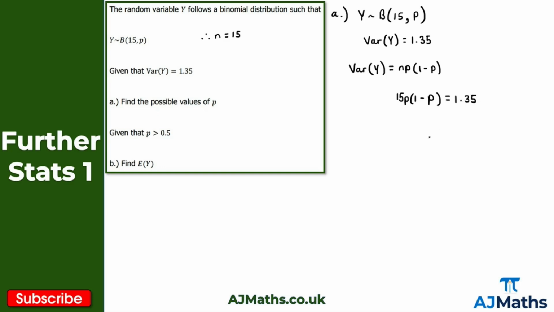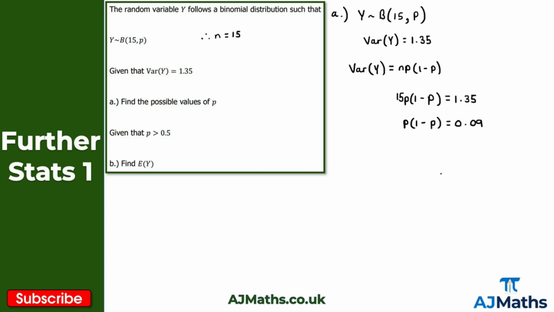Like so. So what we can hopefully see here is that we're going to obtain a quadratic equation in terms of p. But before I expand anything here, I'm just going to divide both sides by 15. It'll just make life a little bit easier here. On the left-hand side, we simply get p times 1 minus p. We divide through by 15. On the right-hand side here, 1.35 divided by 15, and what you will get is 0.09.